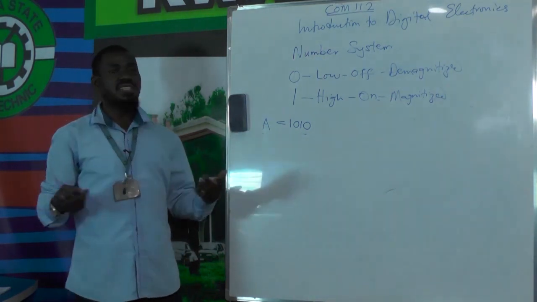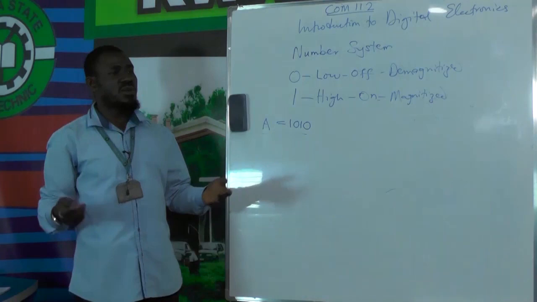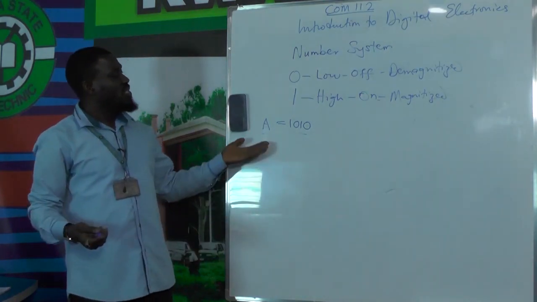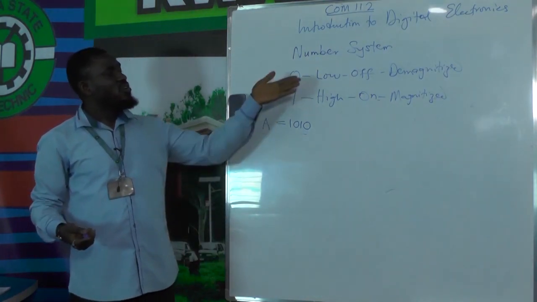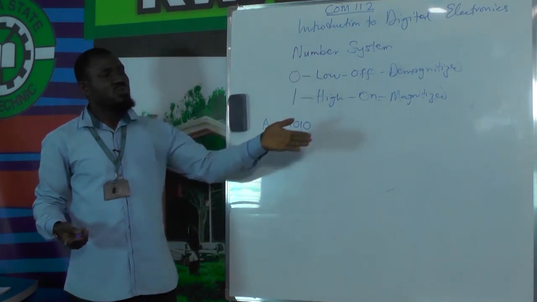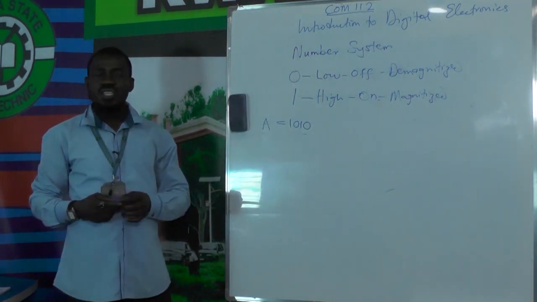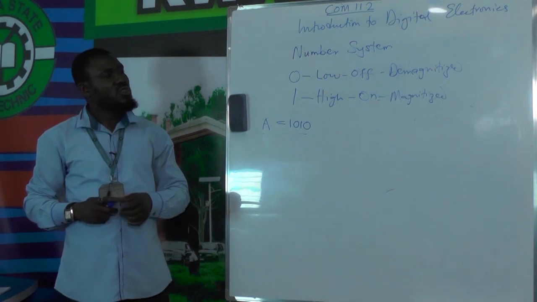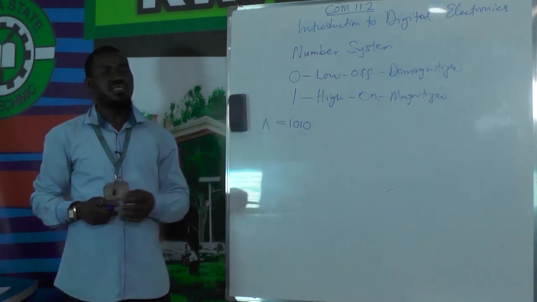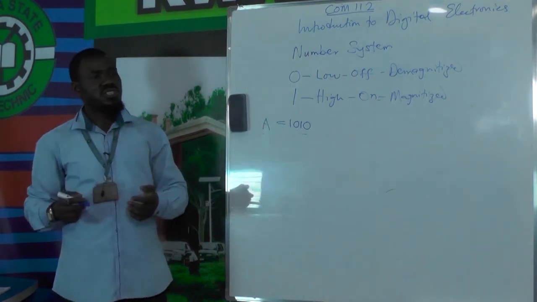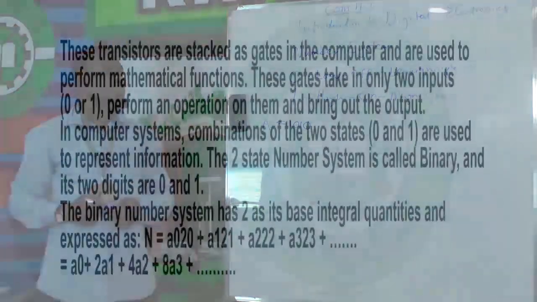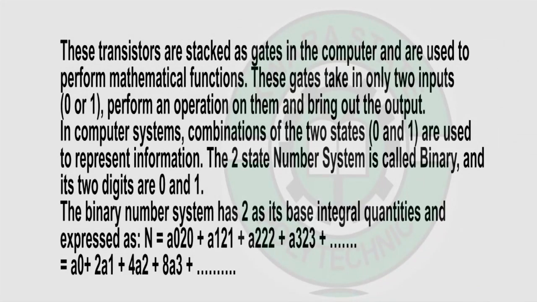You'll be dealing with 1 and 0, 1 and 0, 0, 0, 1. What's the meaning of all this? But with the advent of these conversions, the numeral system, it will help our understanding. If you want to become a good programmer, you need to understand the binary system and how the conversion takes place. So these transistors are stacked as gates in the computer and are used to perform mathematical functions.